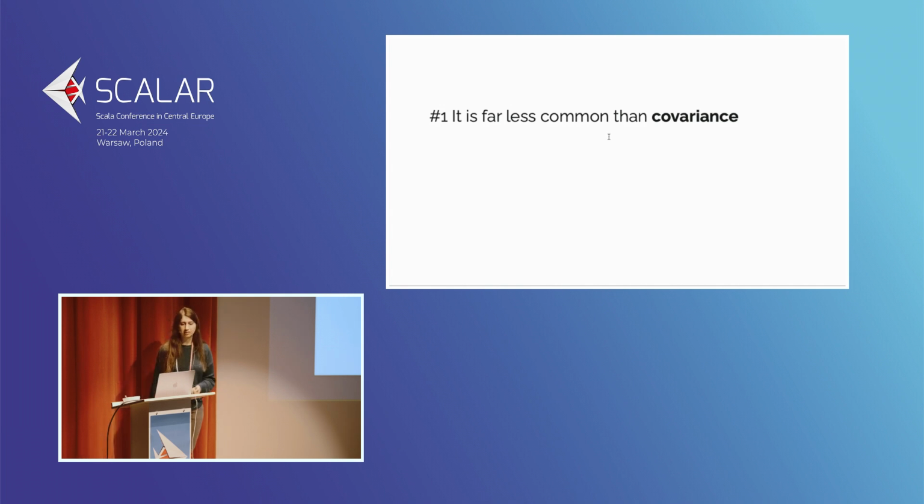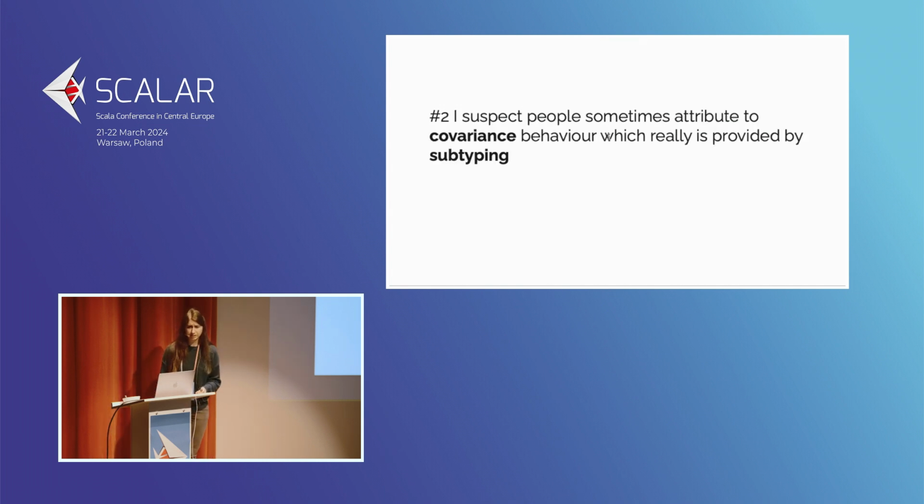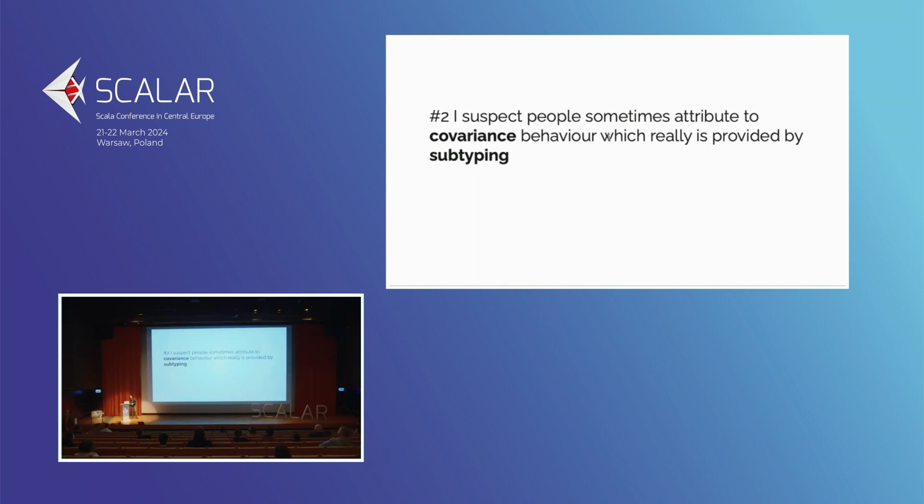Until you start looking at how functions really work or codecs or things like this, you may well spend a few years writing Scala without ever needing to really understand contravariance. So that's one reason, probably, why it's more confusing. But the second one is I suspect that sometimes people attribute to covariance behavior that really is provided by subtyping.